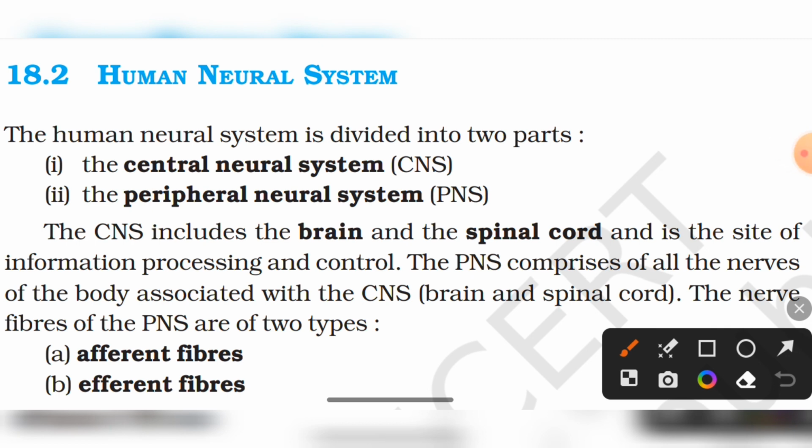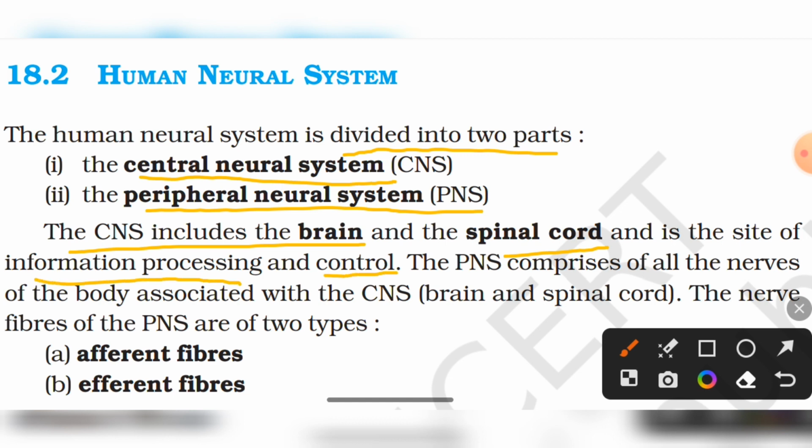The human neural system is divided into two parts: the central neural system (CNS) and the peripheral neural system (PNS). The CNS includes the brain and the spinal cord and is the site of information processing and control. The PNS comprises all the nerves of the body associated with the CNS, brain and spinal cord.